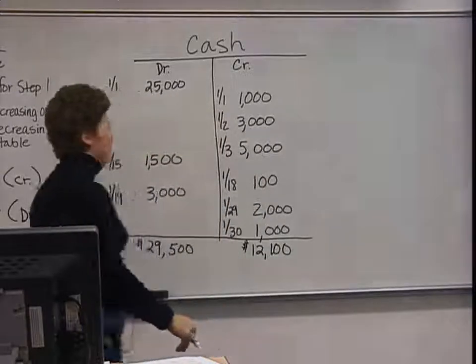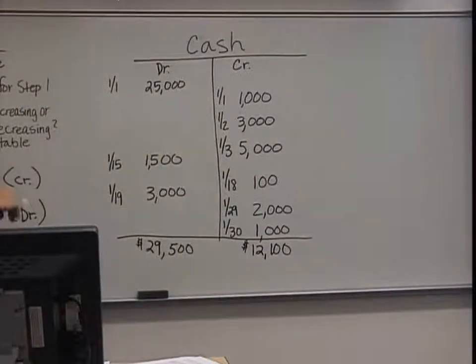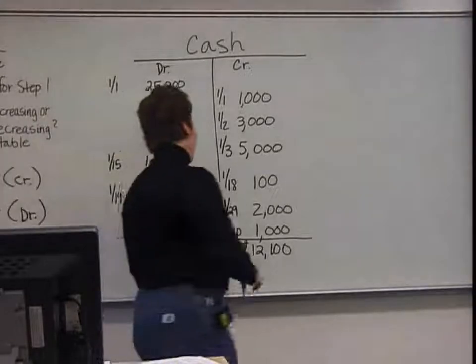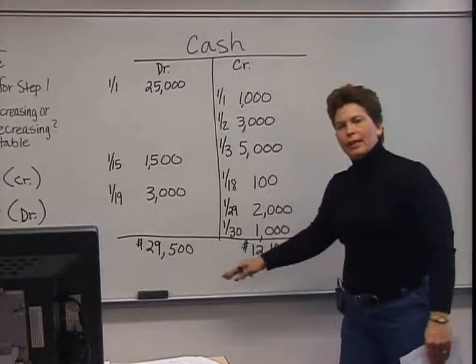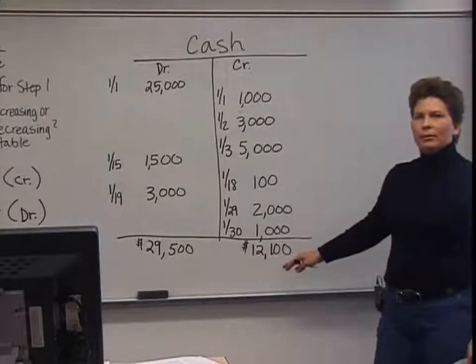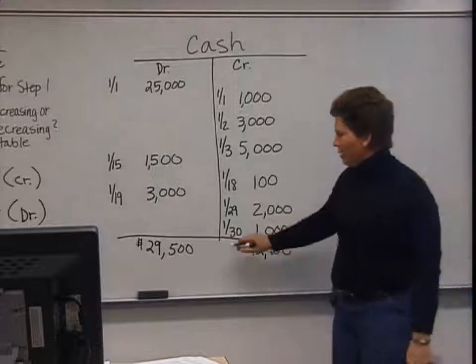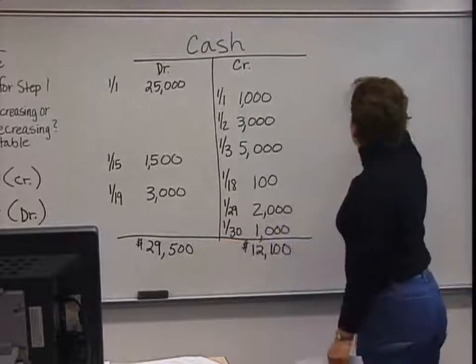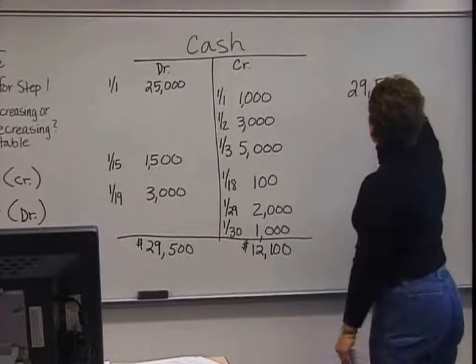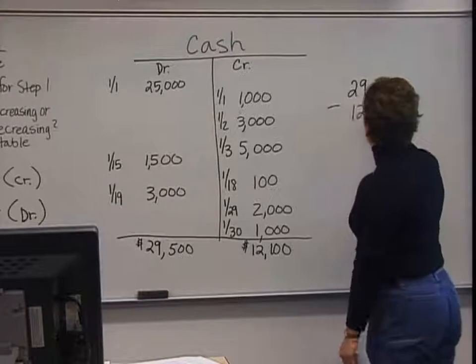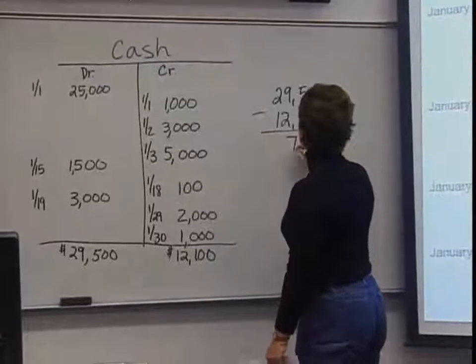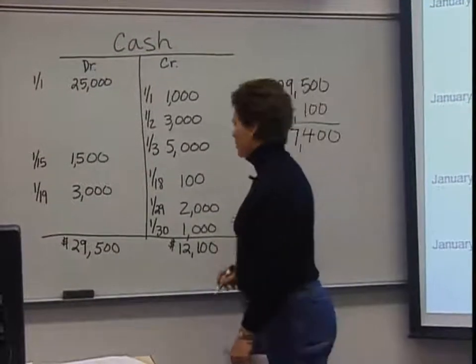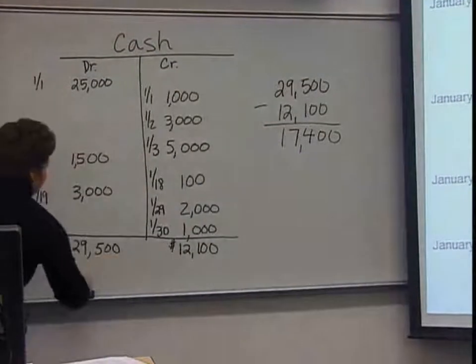To find out what the balance is of my cash account as of January 31st for this first month of business, I would subtract my credits from my debits. Because assets have a normal debit balance, it's going to be on the positive side, which is great. So 29.5 minus 12.1. My balance should be $17,400.